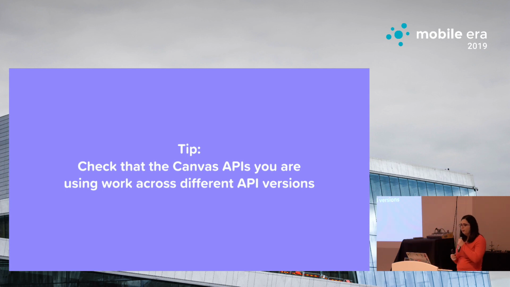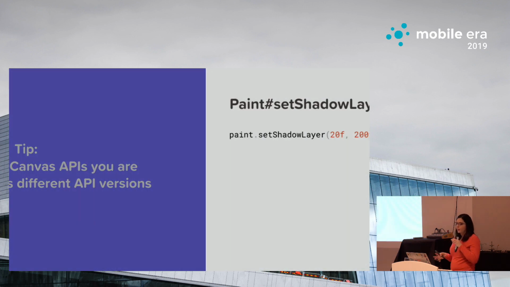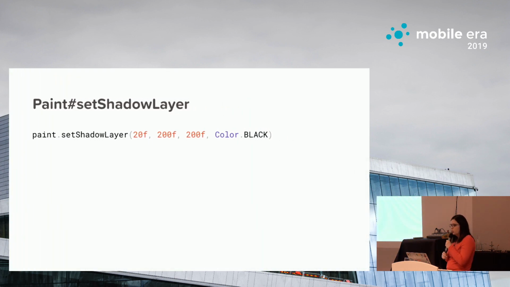Okay. Another tip that I have is to check that the Canvas APIs that you're using work across different API versions. So remember the shadow layer stuff that I mentioned at the start? Well, this gets quite interesting because if you start using it with draw text, it works pretty well. You can see a shadow, you can apply a blur, you can apply a color, and it draws on the screen pretty nicely.